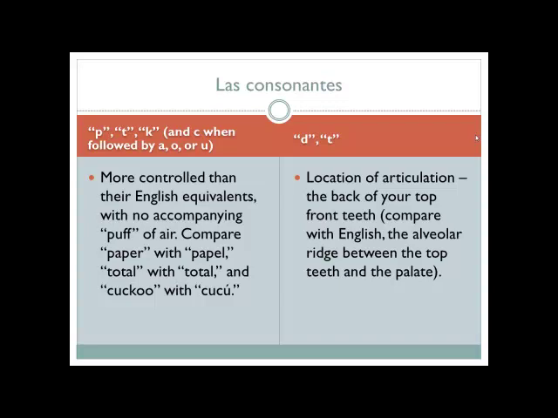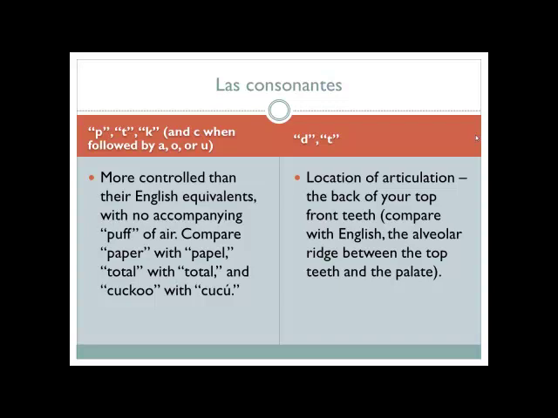So if you hold your hand in front of your mouth, and you can do this as you're listening to the presentation, hold your hand in front of your mouth and say the English words paper, total, and cuckoo. And likely you'll feel a puff of air if you hold your hand a couple inches in front of your mouth, or you can hold a paper in front of your mouth and you can watch it move with the puff of air. And you'll notice that in English there's that puff with those sounds, with the p and t and k. In Spanish there should not be that same puff of air. So compare paper with papel, total with total, and cuckoo with cuckoo.